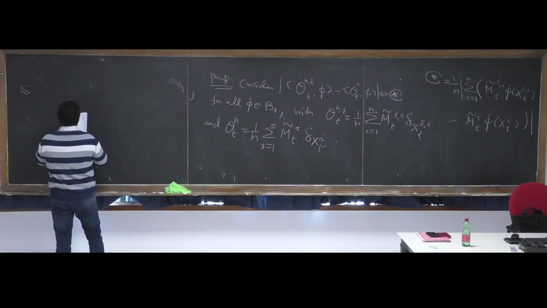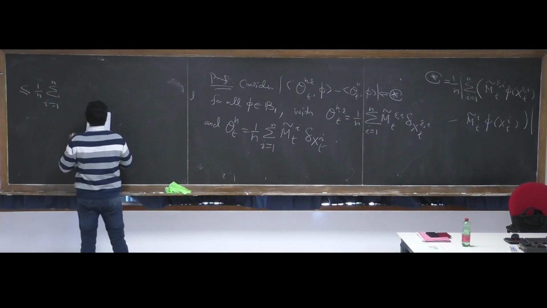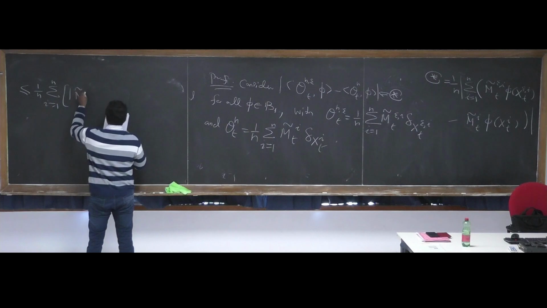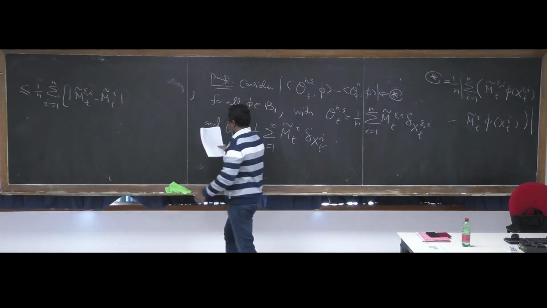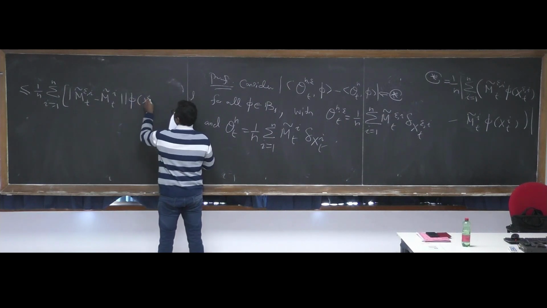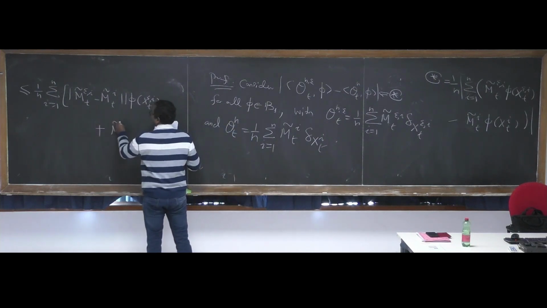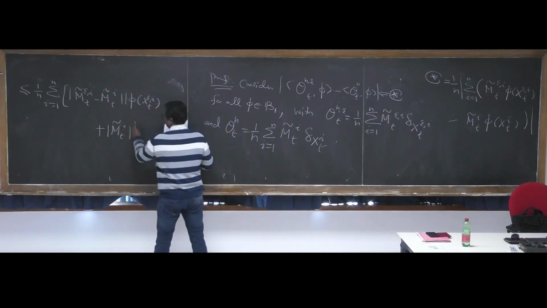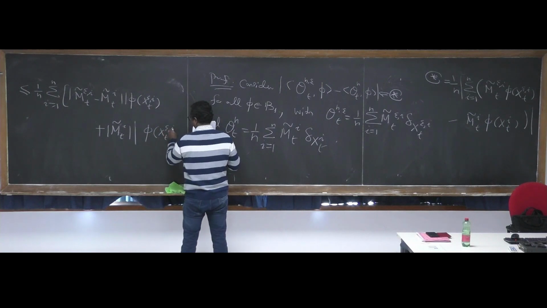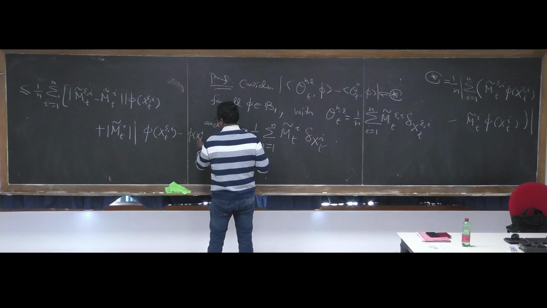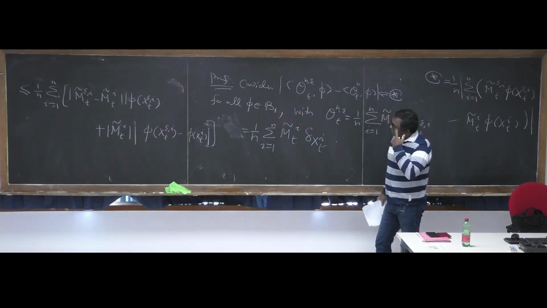So this is 1 over n, i runs from 1 to n, m tilde epsilon i t minus m tilde i t, absolute value of this difference, times absolute value of phi of x epsilon i t, plus m tilde i t times the absolute value of the difference of phi of x epsilon i t minus phi of x i t. So you can have this estimate.